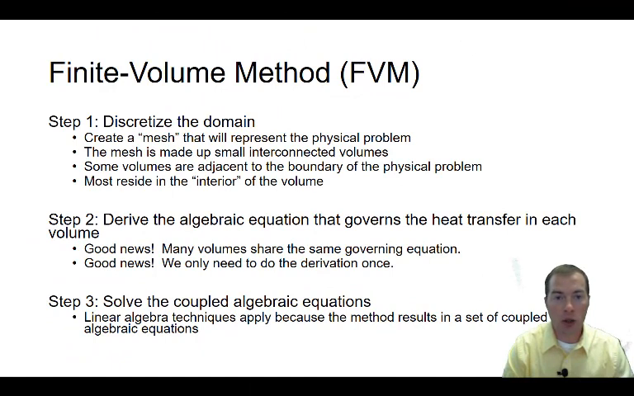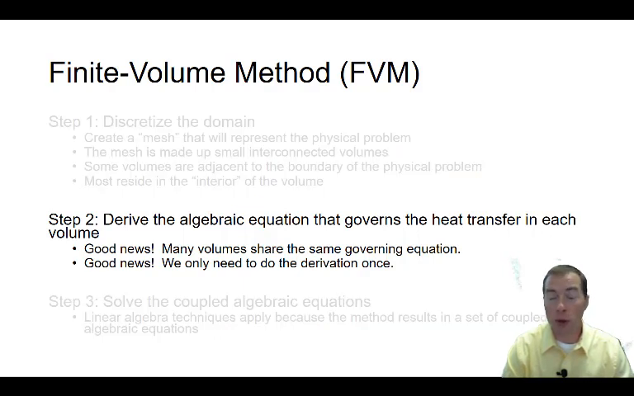Recall that a finite volume analysis always consists of three main steps: discretizing the domain by creating a numerical mesh, identifying the governing finite volume equations for each volume in the mesh, deriving one if required, and finally solving that coupled set of algebraic equations. We have been focusing on step 1 and step 2 in this lesson, and we will again look at step 2, looking at the governing equation for a boundary node.